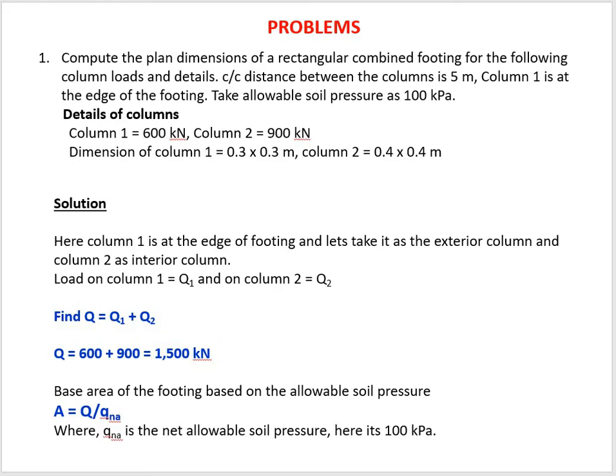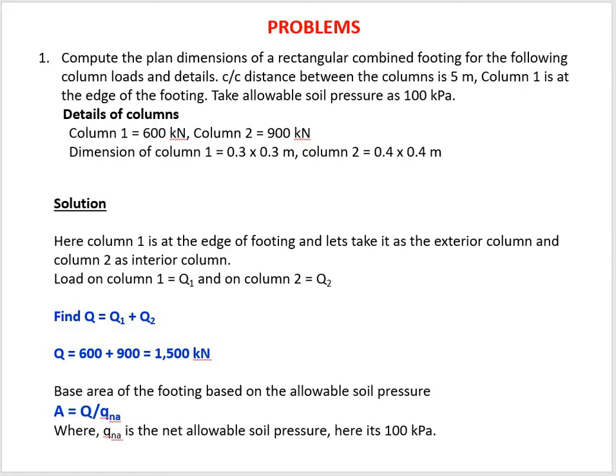Now we will do two simple problems. These are university questions as well. Such questions are asked in university exams, around 8 to 12 marks questions. There are two types of combined footings: one is a rectangular footing and another is a trapezoidal footing. I already gave a brief idea in which situation you will go for a rectangular footing and when you opt for a trapezoidal footing.